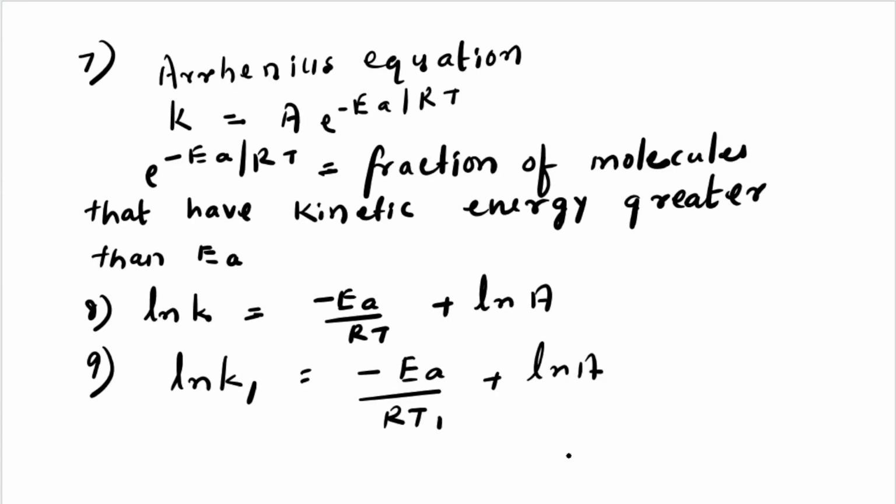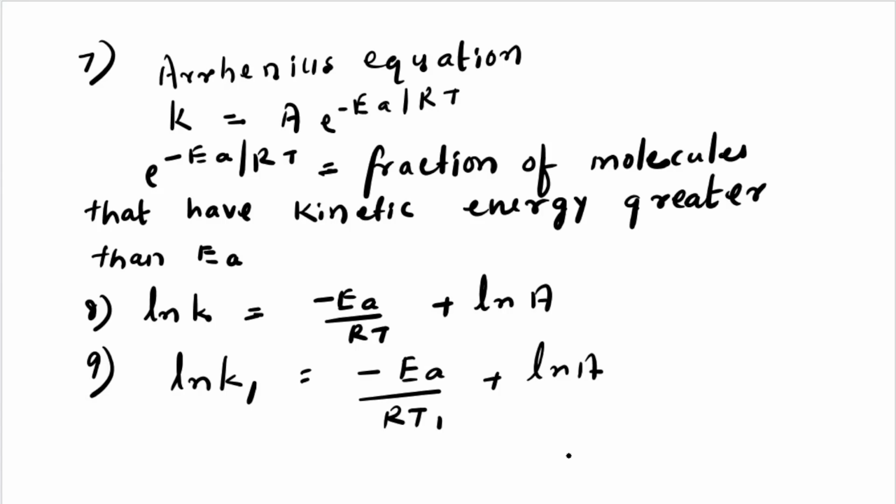Now the Arrhenius equation, this is a new equation: K equals A e to the power minus Ea by RT. This e to the power minus Ea by RT is the fraction of molecules that have kinetic energy greater than Ea. See, Ea is also the energy of activation.